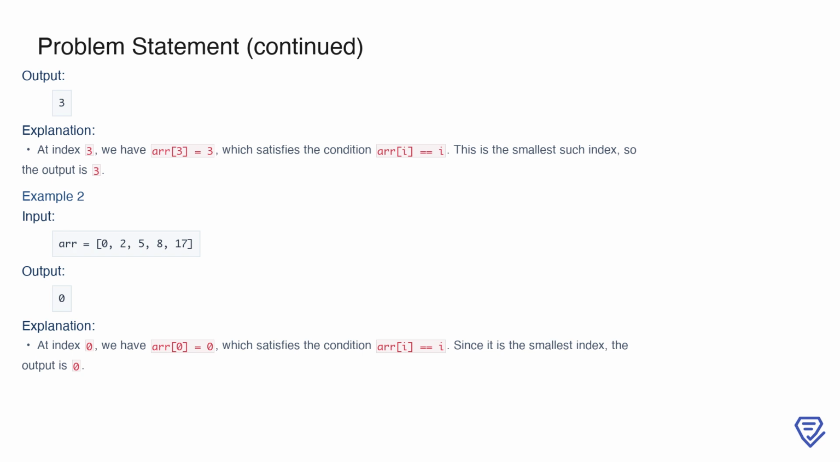In the first example, the input array is -10, -5, 0, 3, 7. Here, the output is 3 because at index 3, the value of the array is 3, which satisfies the condition arr[i] equals i. This is the smallest index where the condition holds true, so the result is 3. Now consider another example where the input array is 0, 2, 5, 8, 17. The output here is 0, because at index 0, the value of the array is 0, which again satisfies the condition. Since 0 is the smallest index, the result is 0.